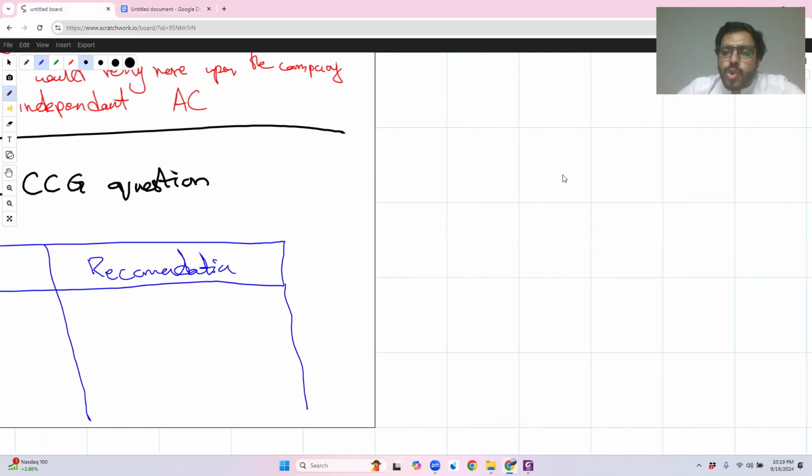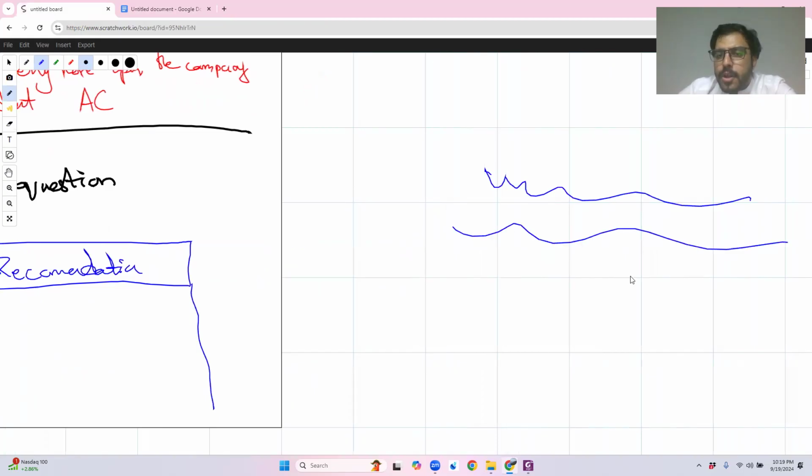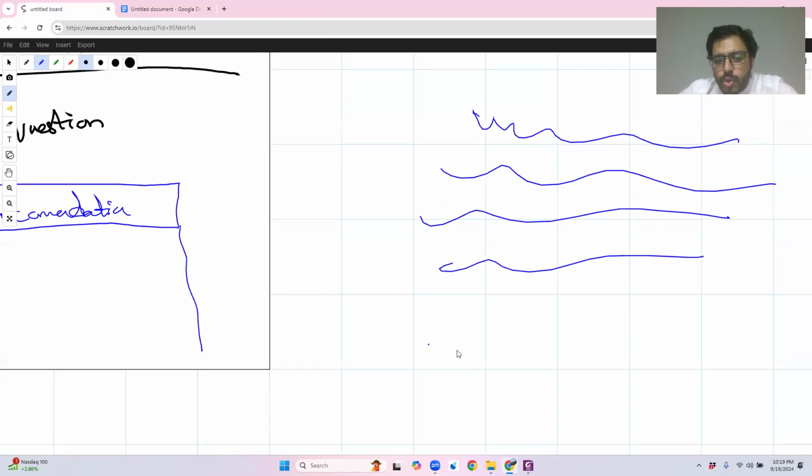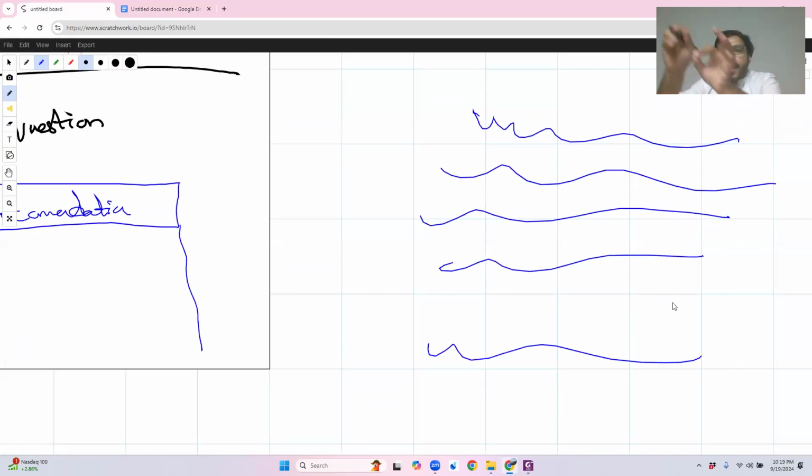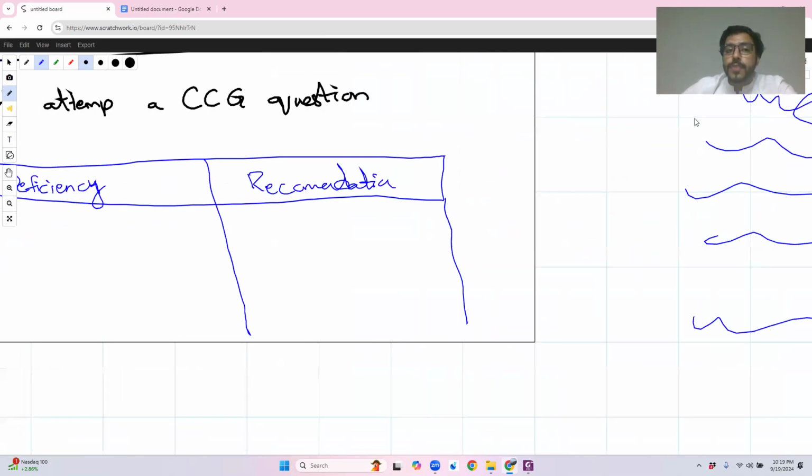You will be given a story within the question, a full 2 or 3 paragraph story. You will start reading the story, and you will identify, just as an example that I gave you, the CFO is also a part of the audit committee. Now, this is an issue you identified. The CCG says that this can't happen.